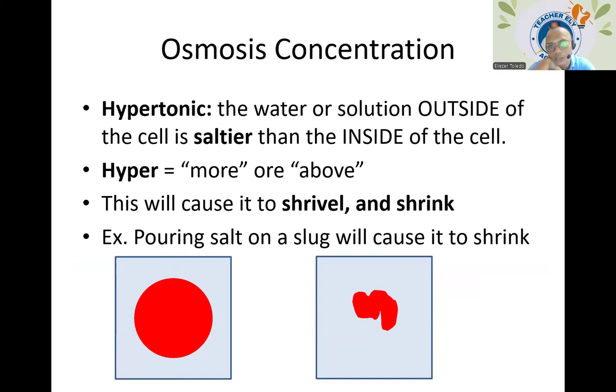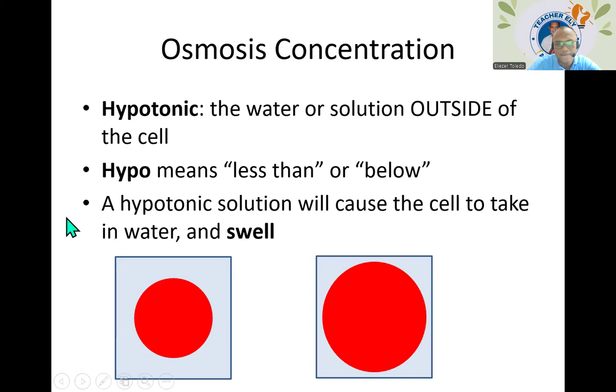Hypertonic, the water or solution outside of the cell is saltier, as we have discussed, reference as salt, than the inside, hyper or more. This will cause it to, if you soak it in salt, what happens? This red color would represent our egg or our skin. It shrinks, we call it shrinking. And there is a term for this one, plasmolysis or plasmolyzed.